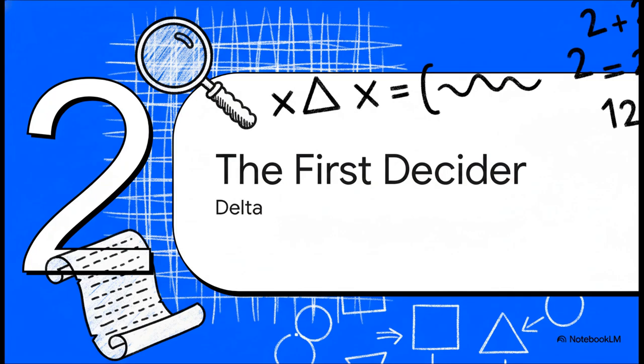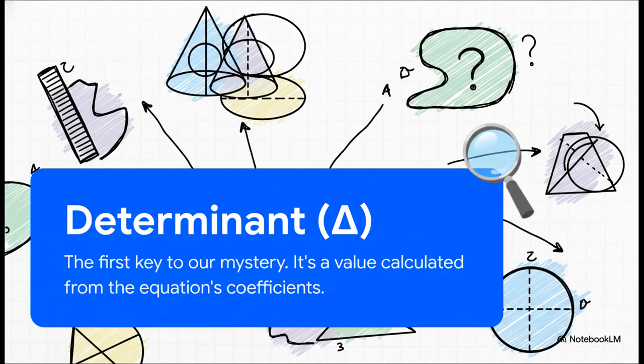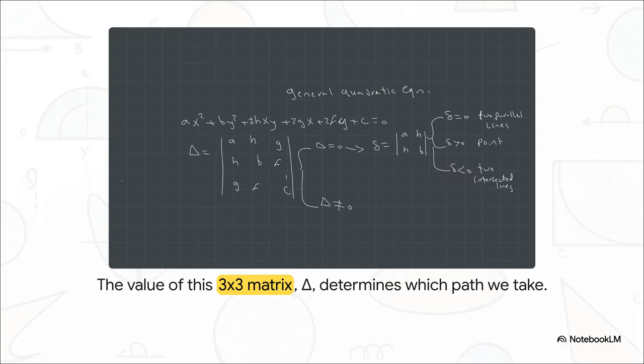Okay, so how do we start decoding this recipe? Our investigation begins with our first major clue, our first decider, a special value that we call delta. This key is called delta, and it's the very first test we apply to our equation. Delta is going to tell us whether we're dealing with one of those famous conic sections you probably remember from school, or something else entirely, something a little stranger. And here's how we actually figure out what delta is. It's the value of this 3 by 3 matrix, which is built right from the coefficients of our equation.